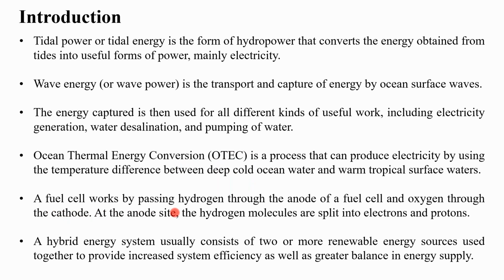A fuel cell works by passing hydrogen to the anode of the fuel cell and oxygen through the cathode. At the anode side, the hydrogen molecules are split into electrons and protons.